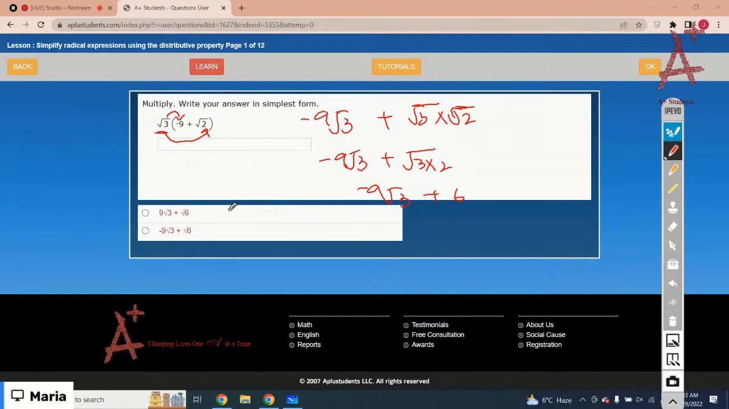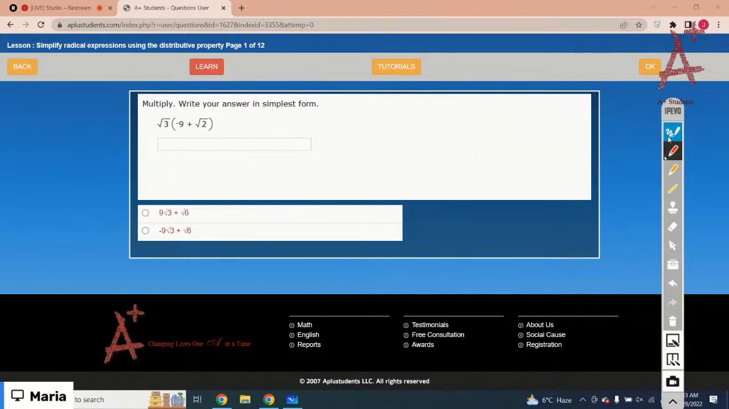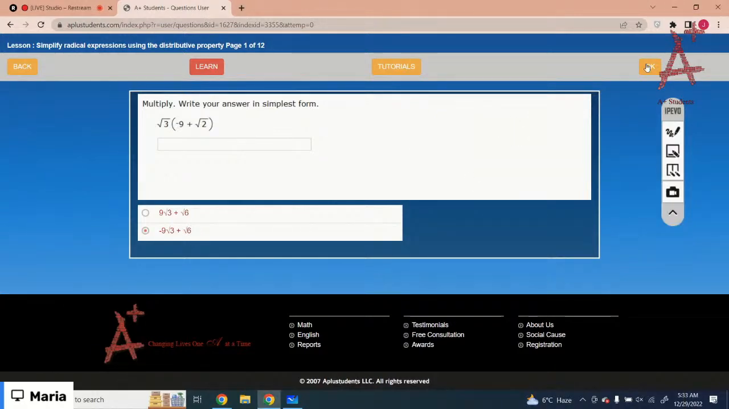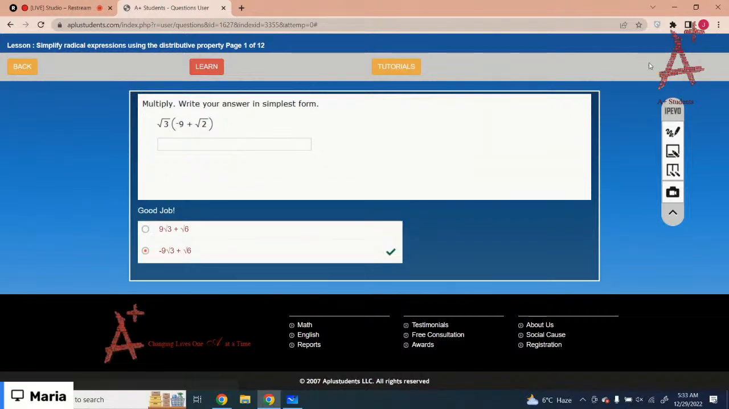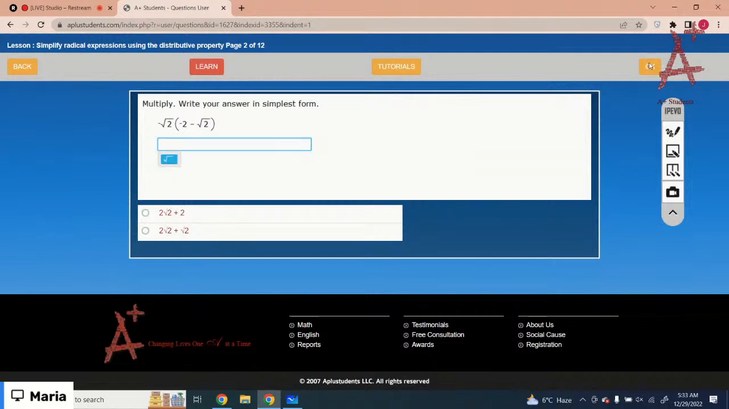Just select the correct option, then click on the OK button. Got it, everyone? If you have any question, any problem, you can write in the chat box. I am here to answer all your questions. Okay.